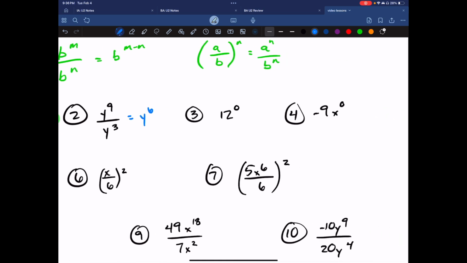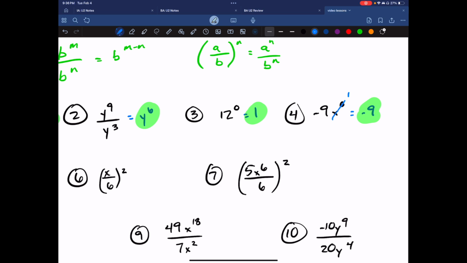Okay, another thing is that anything raised to the zero power is 1. So right here, this is going to be 1. Okay. Now the catch is the difference between 3 and 4. The 0 is on the 12 on number 3, but on 4, the 0 is on the x. So this goes away to 1, right? But I'm left with a negative 9 times 1, so my answer is negative 9. Okay? Hopefully that makes sense.